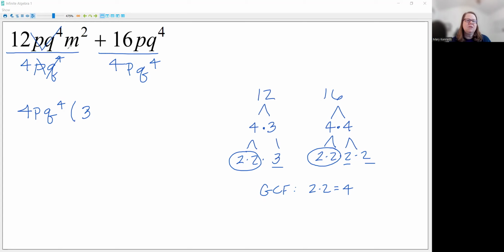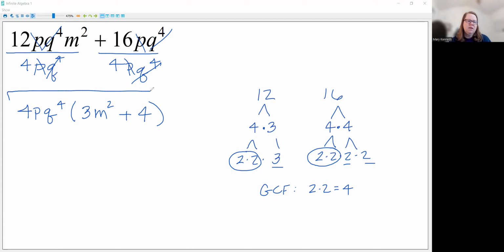So nothing changes. And then we have this m squared. So we'll just bring it down because nothing happened to it. We didn't divide anything, take anything away from it. So, all right. And then over here we have 16 divided by 4, which is 4. And the p's cancel. p divided by p is 1. And q to the 4th divided by q to the 4th, just like last time. So actually that's that for that one.